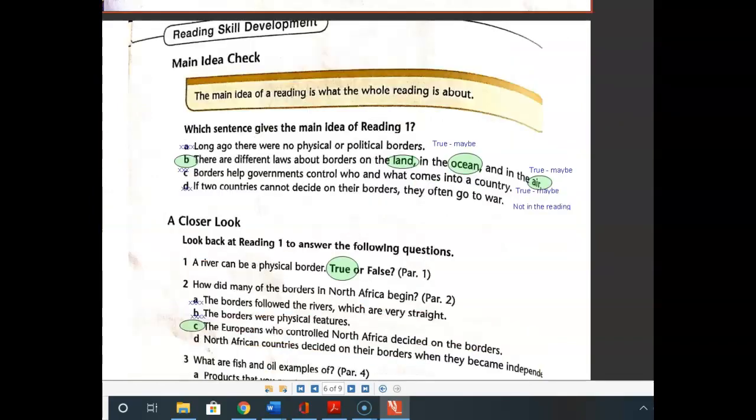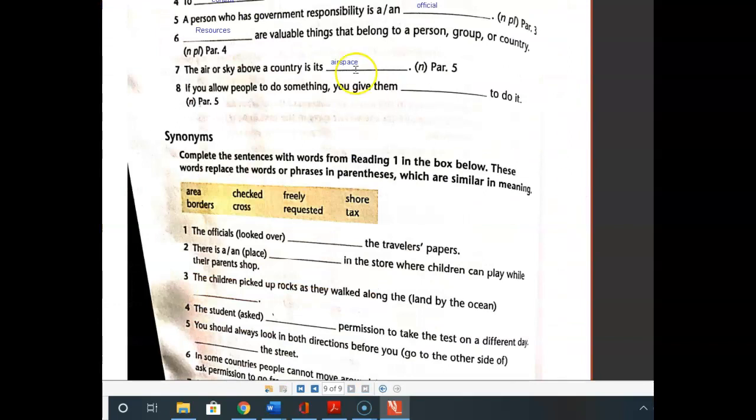Number 8, if you allow people to do something, you give them, paragraph 5, permission. And this was something we studied with the vocabulary earlier. You give them permission to do it.